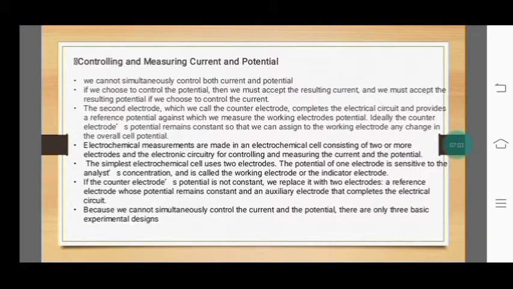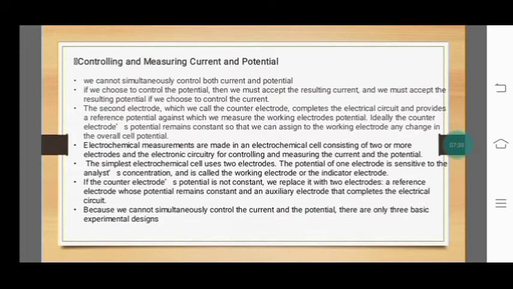So, controlling and measuring current and potential. We cannot simultaneously control both current and potential. If we choose to control the potential, then we must accept the resulting current, and we must accept the resulting potential if we choose to control the current. So the second electrode, which we call the counter electrode, completes an electrical circuit and provides a reference potential against which we measure the working electrode's potential.